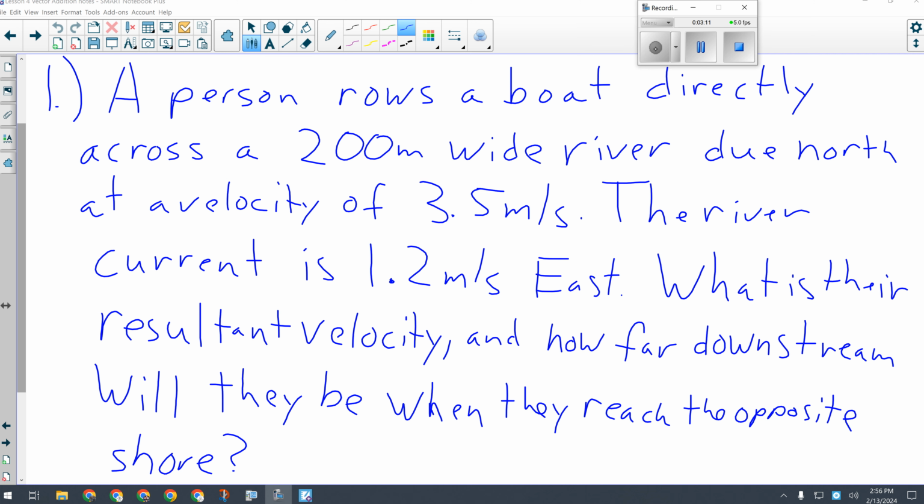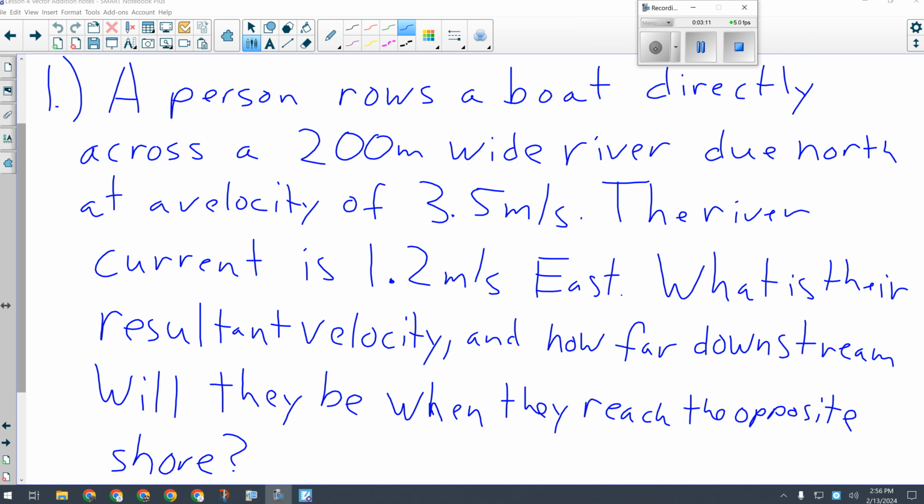But let's just say that that wouldn't happen. If I was actually rowing perpendicular to the current, I wouldn't end up right across the river. I would end up downstream a ways. The only way I end up directly across the river is if I angle upstream and I row somewhat into the current, so the current pushes me back to straight across. Everybody follow me there?